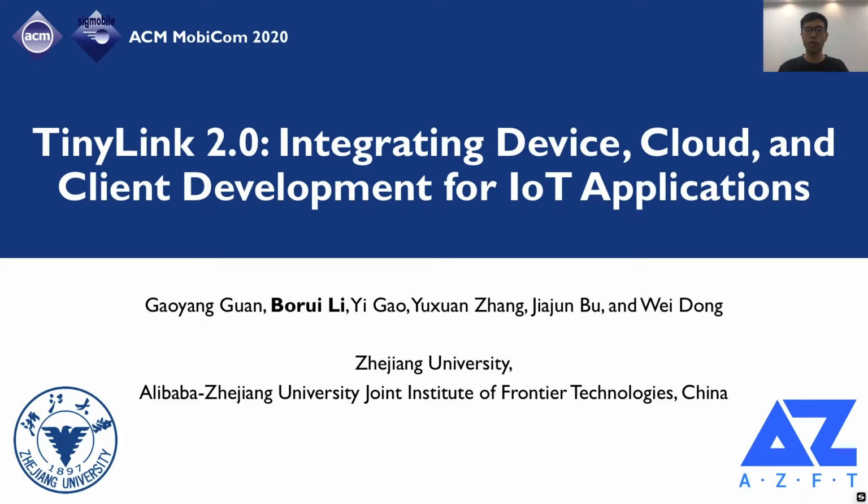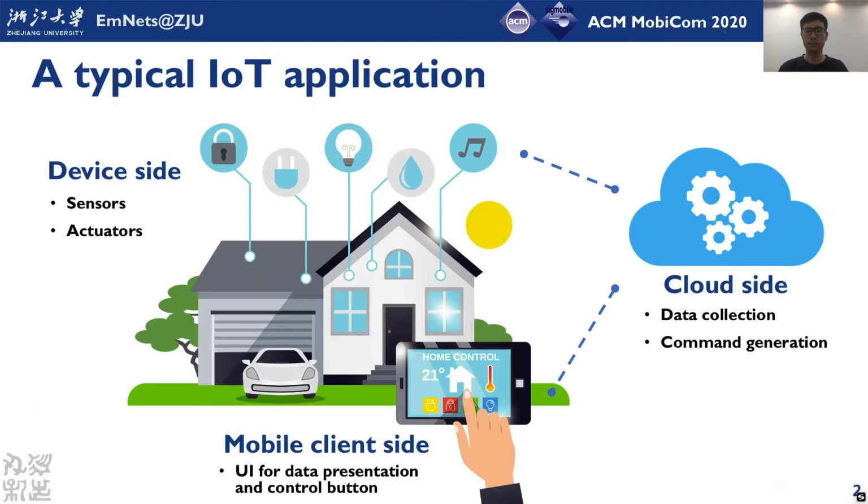Today I'm going to talk about our work, TinyLink 2, which is an integrated approach for developing IoT applications. As we know, an IoT application usually contains three parts: the device side, the cloud side, and the mobile client side. How to accelerate IoT application development is an unsolved question.